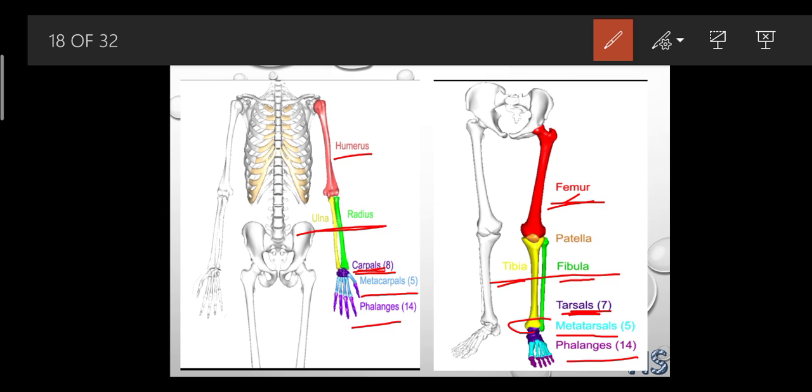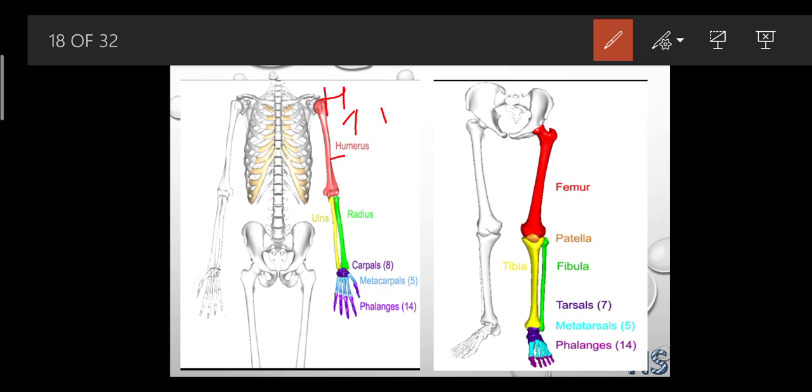Metacarpals, metatarsals. Humerus, see, this is the hand bone. So how to remember? The first letter H stands for humerus, H stands for hand, so your names do not get confused. Hand means the humerus part, and the femur is the thigh region.